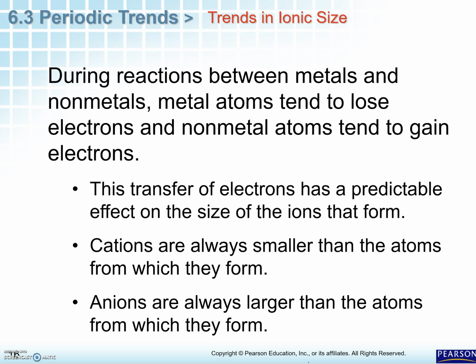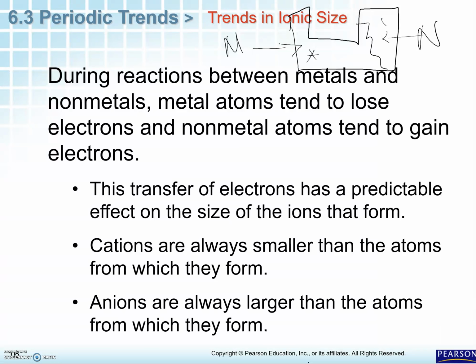Now this only occurs during a reaction between metals and nonmetals. If you want a reminder, your periodic table looks something like that, and you have your stair steps to separate the two. On the left side, you have your metals, and on the right side, you have your nonmetals. Anytime you have something from the left and something from the right, you're going to produce some sort of ion. It's typically very predictable, and the size change is always the same.